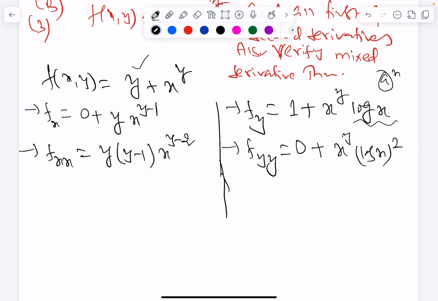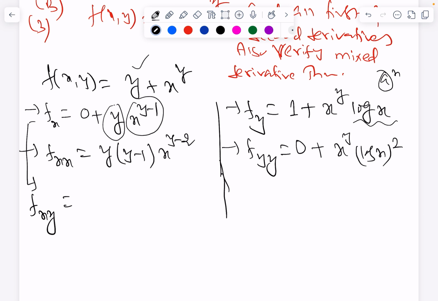Now, from here we take the derivative with respect to y, so f xy. So we have a product of two functions. The derivative of y is 1, x power y minus 1, plus y as it is. Now the derivative with respect to y. So x is constant.